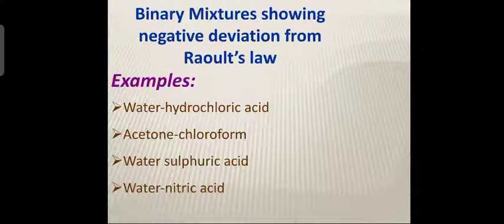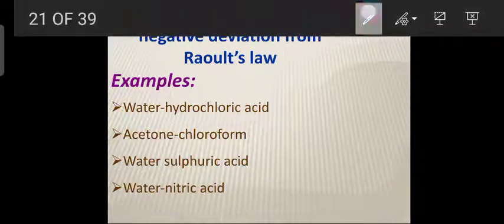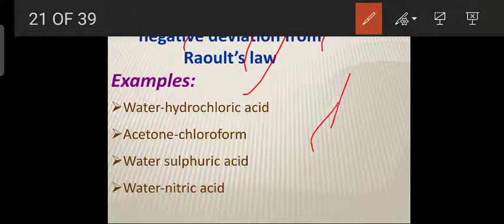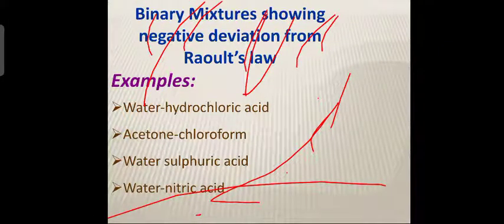Next slide. Now, what are the examples for the mixture showing negative deviation from Raoult's law? Water and hydrochloric acid, water and sulfuric acid, water and nitric acid, or any inorganic acid with water. So, this is the example.